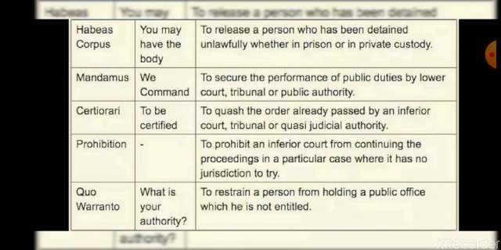Certiorari, meaning to be certified. Purpose of issue: to quash the order already passed by an inferior court, tribunal, or quasi judicial authority. Prohibition. Purpose of issue: to prohibit an inferior court from continuing the proceedings in a particular case where it has no jurisdiction to try. Quo warranto, meaning what is your authority. Purpose of issue: to restrain a person from holding a public office which he is not entitled to.